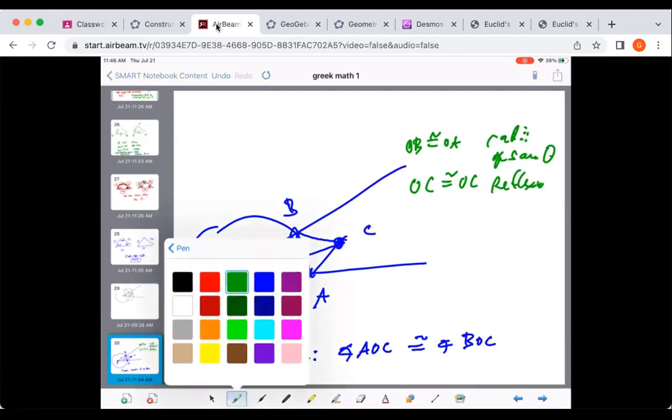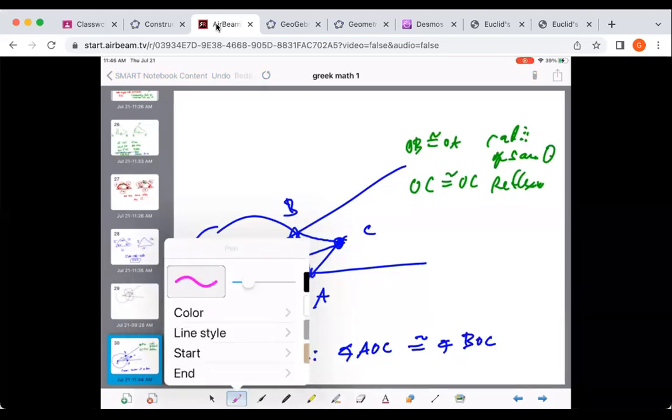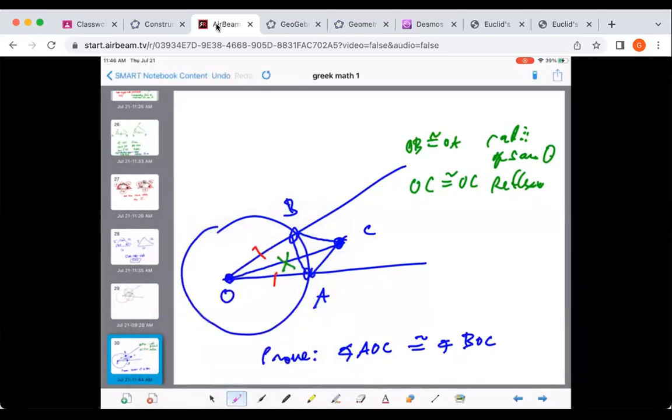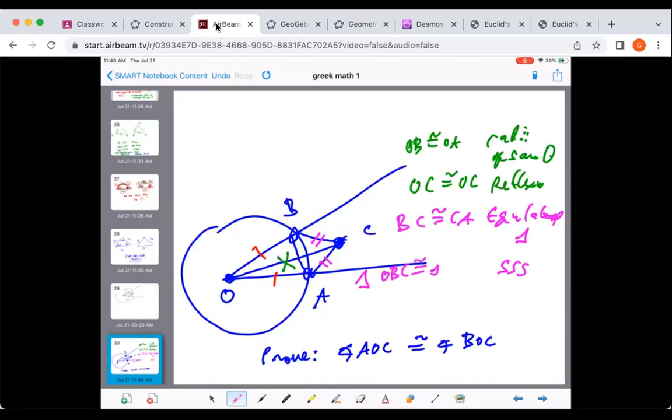Can we do side, side, side? Because BC and CA have the same length? That's right. BC is congruent to CA because it was made as part of an equilateral triangle. Ah, so that's why it's SSS, because you need that for this. That's right. Triangle OBC is congruent to triangle OAC by SSS.